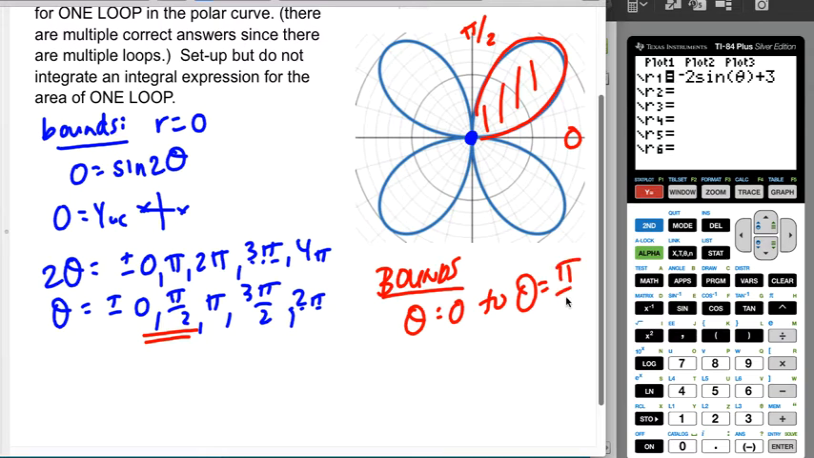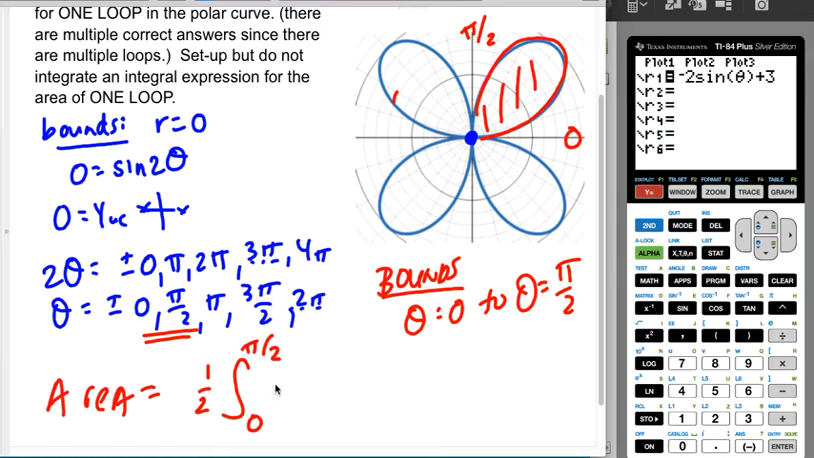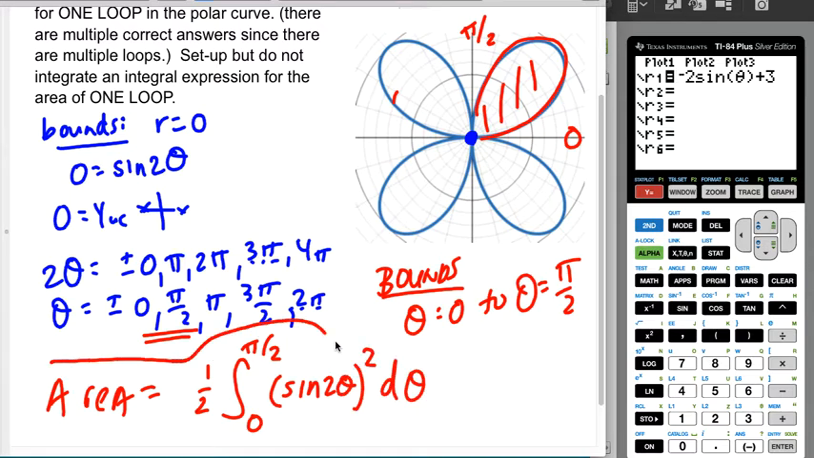And I could have picked any two consecutive ones, essentially, right? I could have picked negative pi over 2 to 0, and that would have been this one, or I could have picked pi over 2 to pi if I wanted this one, right? And so then the area I'm going to set up for one loop is going to be 1/2 the integral from the bounds I picked of my r, which is sine of 2 theta, quantity squared d theta. And I was told to set up but not integrate, and that is it, right?